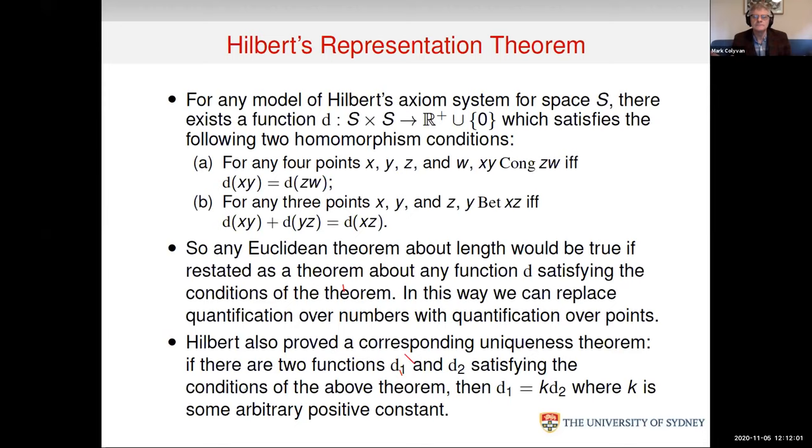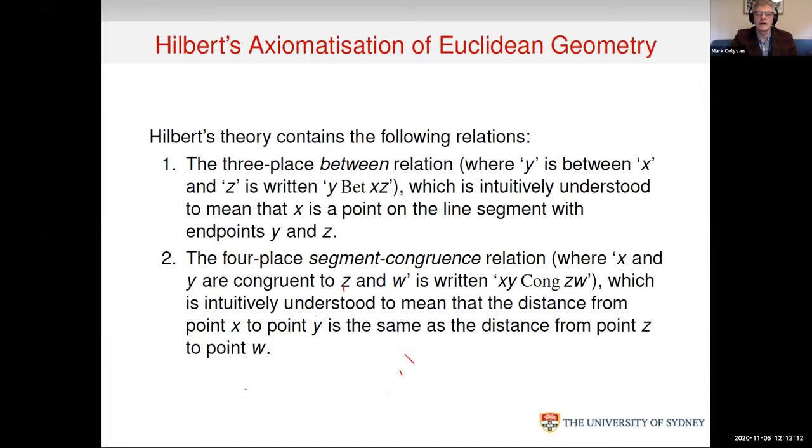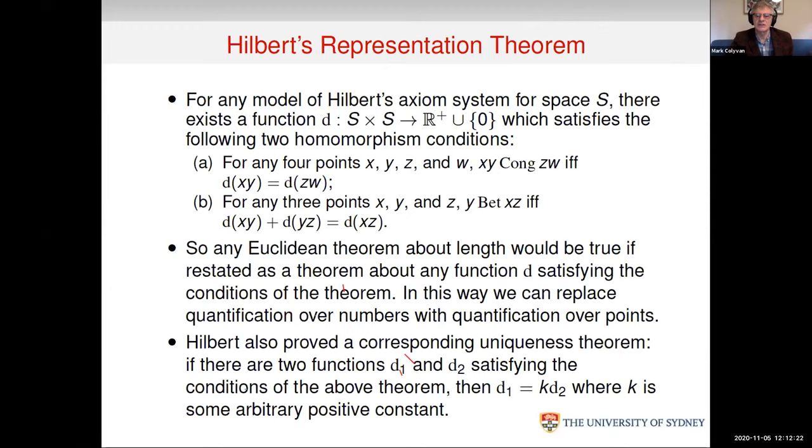So this metatheorem, this representation theorem, validates that intuitive reading that I gave on the previous slide, right? So I said the intuitive reading of what the between relation and the segment congruence is, if you're allowed to talk about distances, that's validated by this representation theorem. So any Euclidean theorem about length would be true if it was restated as a theorem about any function D satisfying the conditions of the theorem. And so in this way, you can replace quantification over numbers with quantification over points. That's the crucial trick. And by trick, I don't mean to trivialize it. It's a really brilliant idea.